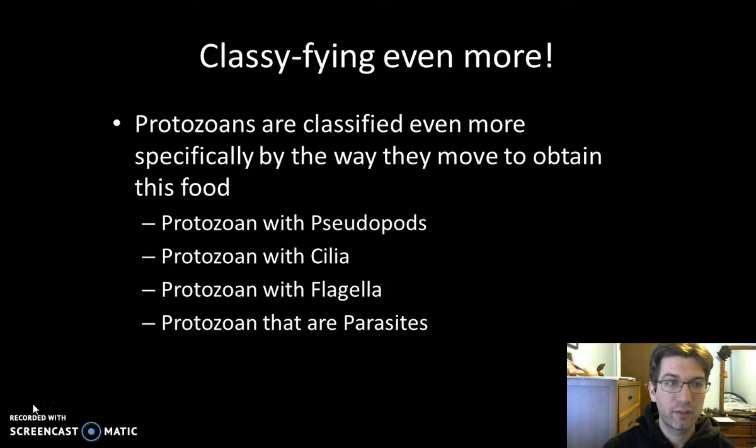We are going to classify them further down. So not only are these all protists, not only are these all protozoans, these are also going to be further broken down on how they move to obtain their food. So we're going to look at protozoans with pseudopods, protozoans with cilia, protozoans with flagella, like you should be familiar with the term flagellum, flagella, right? And we're going to also look at protozoans that are parasitic or parasites.